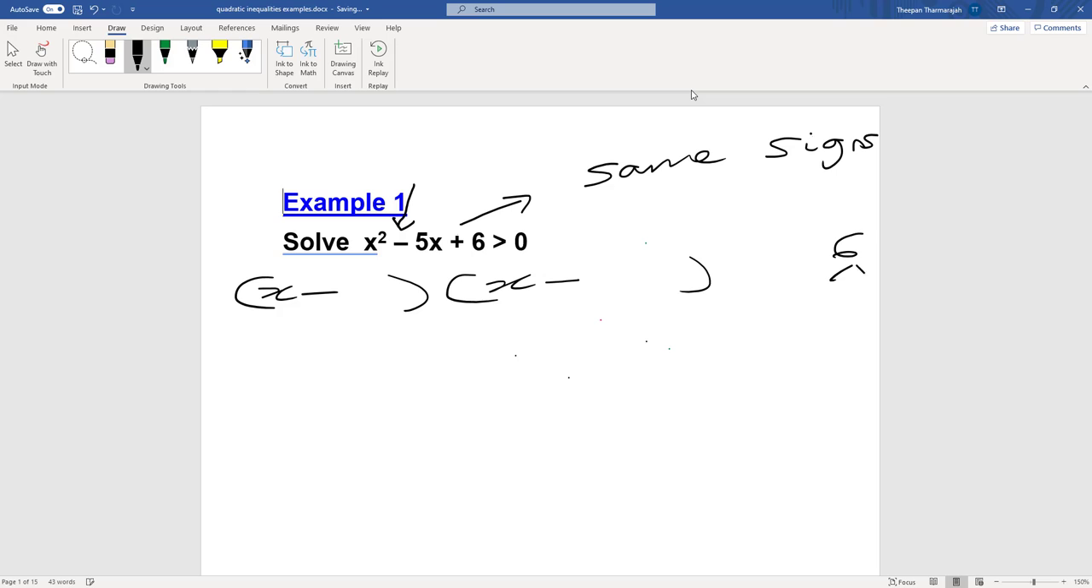What two numbers times together to make 6? That's 3 and 2. Minus 3 minus 2 definitely make minus 5. So we get x minus 3 and x minus 2 is greater than 0.